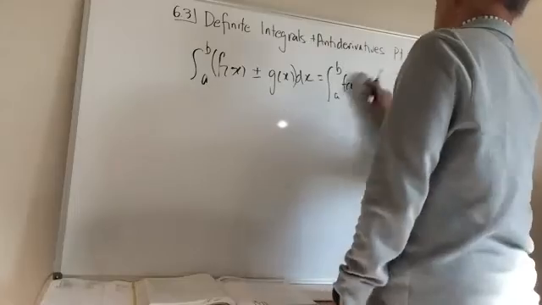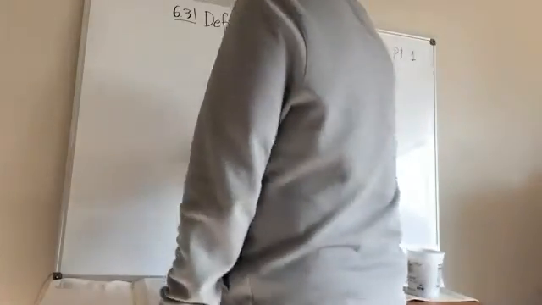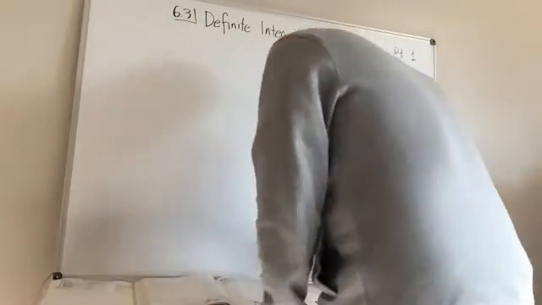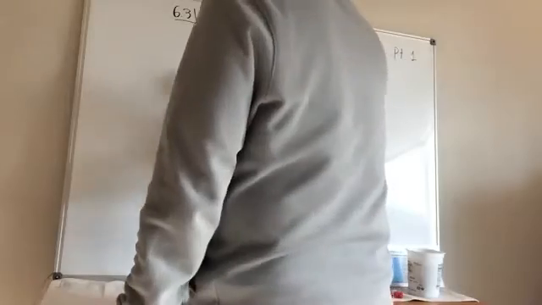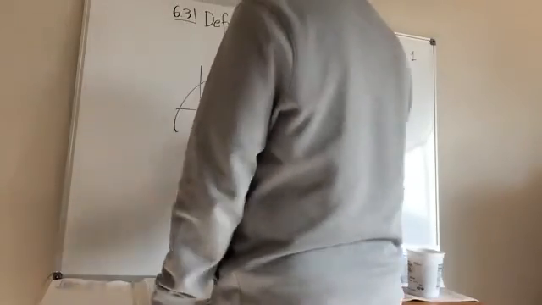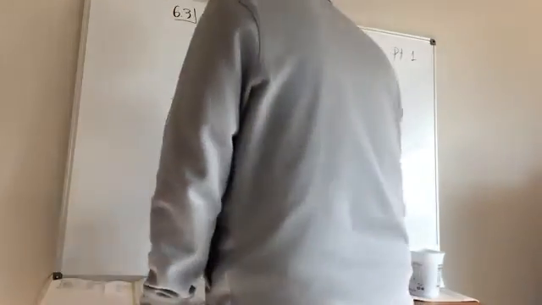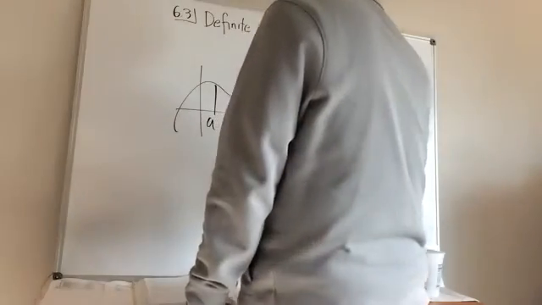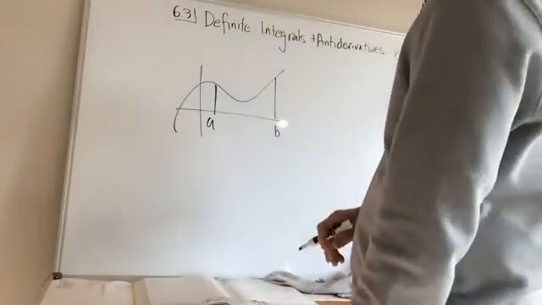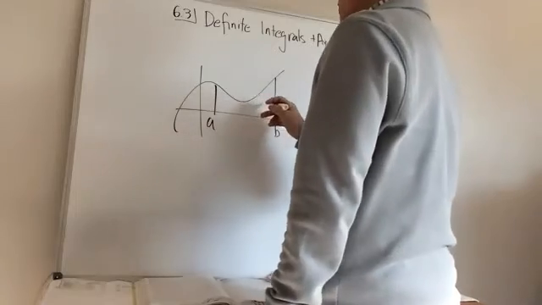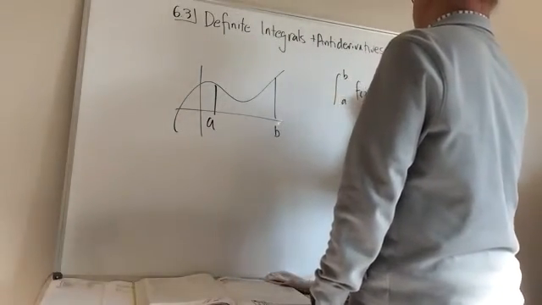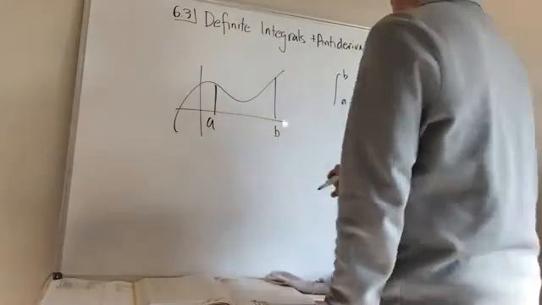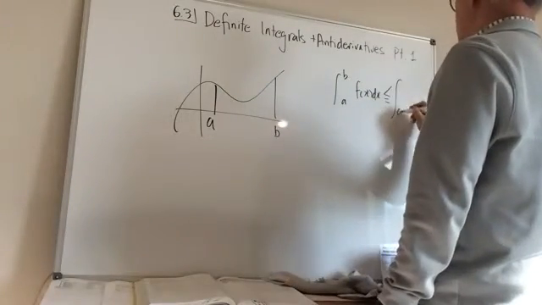Now let's talk about 6. 6 is a little interesting. It talks about the max-min inequality. So if I have a function that looks like this, and I'm going from A to B, the area under the curve, the integral from A to B of f of x dx, is going to be smaller than the max value times the width from A to B.